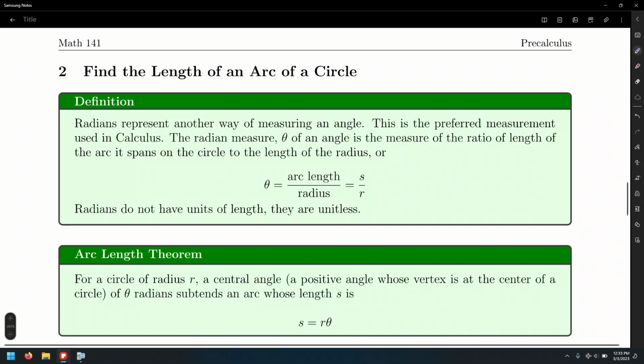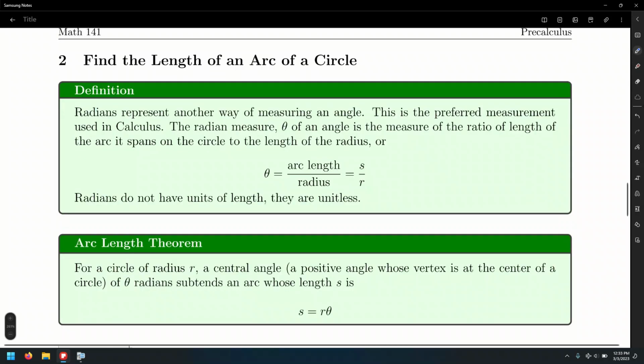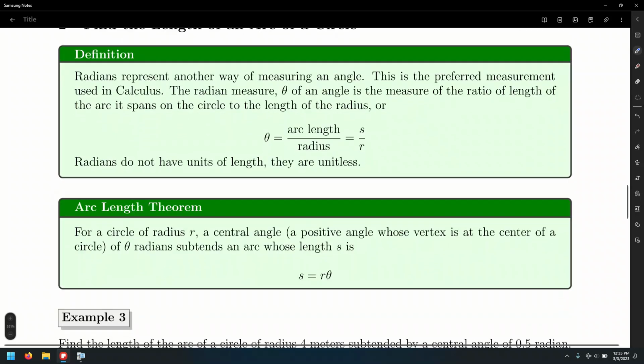Actually, it's the preferred system used in pretty much calculus and pre-calculus, in applications, unless we're using this in applications like physics, classical mechanics, or mechanical engineering, in which we need the angles in degrees rather than radians. Well, the radian measure is found by finding the ratio of the length of the arc that spans on a circle to its length on the radius.